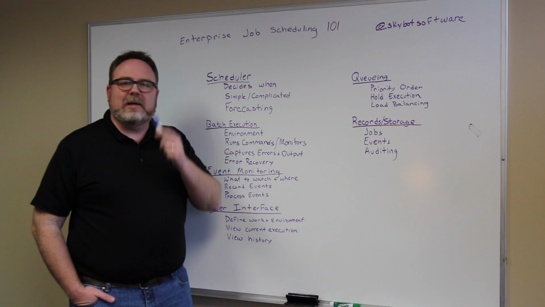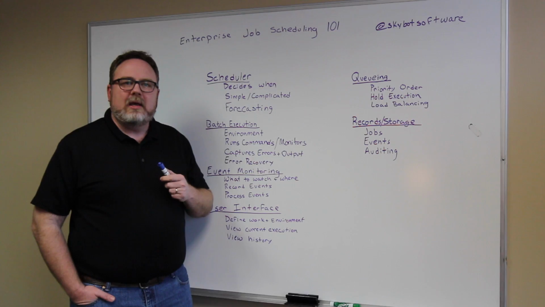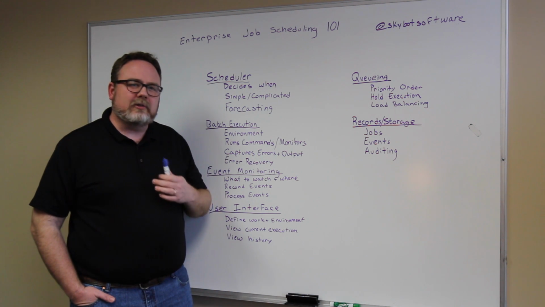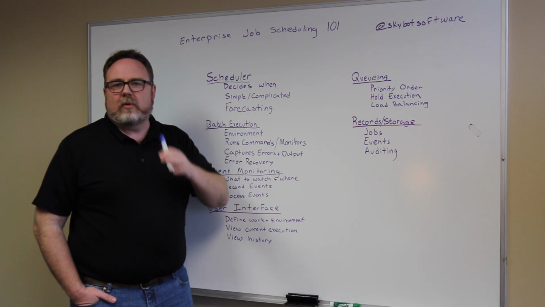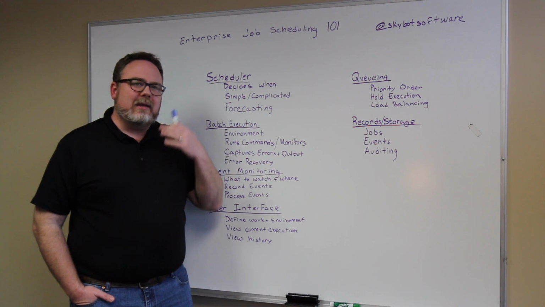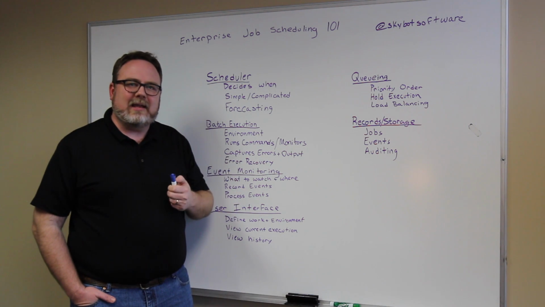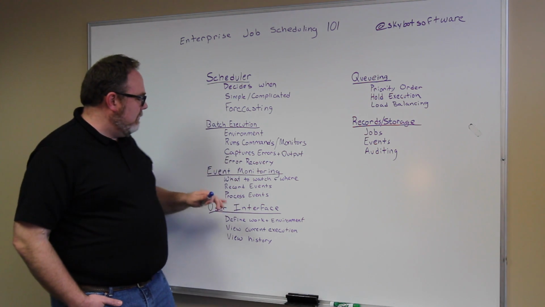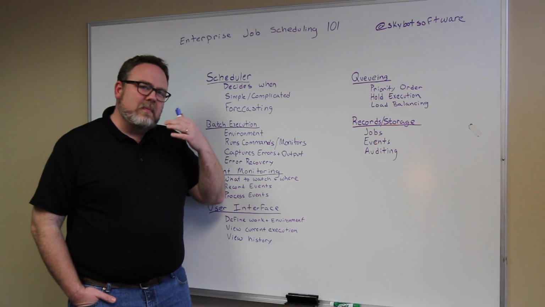The third thing we're talking about today is event monitoring. Event monitoring is a newer concept. Basically, you're going to be telling your enterprise job scheduler that you want to watch for a certain condition, either on a computer or in the network, and when it sees that particular condition, it's going to react to that and do things. So it's what to watch and where to watch for it.